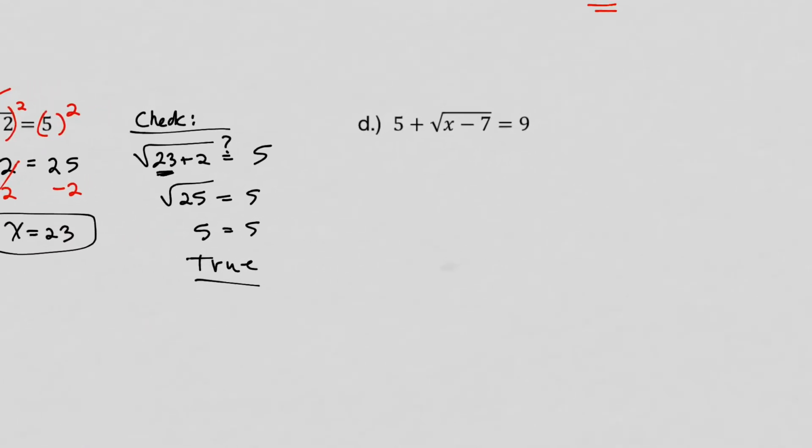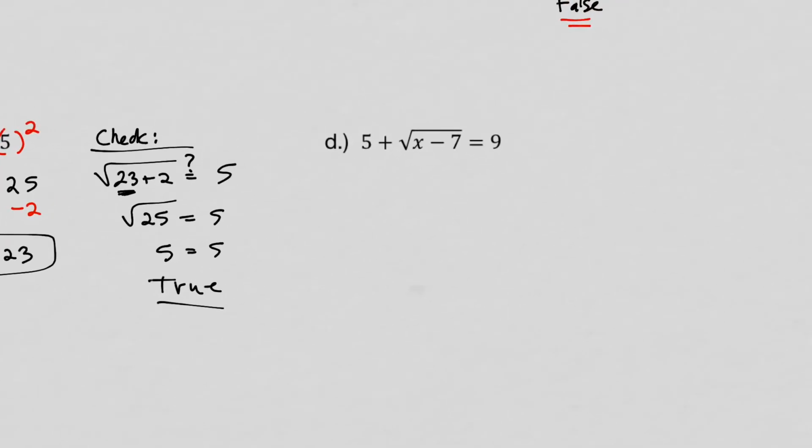Okay, so this one here, this is not isolated. So here we do need to do step 1, which is to isolate the radical, okay? So that means we need to get this 5 to the other side. Once we do that, our radical is isolated, and once we do that, then we can square both sides.